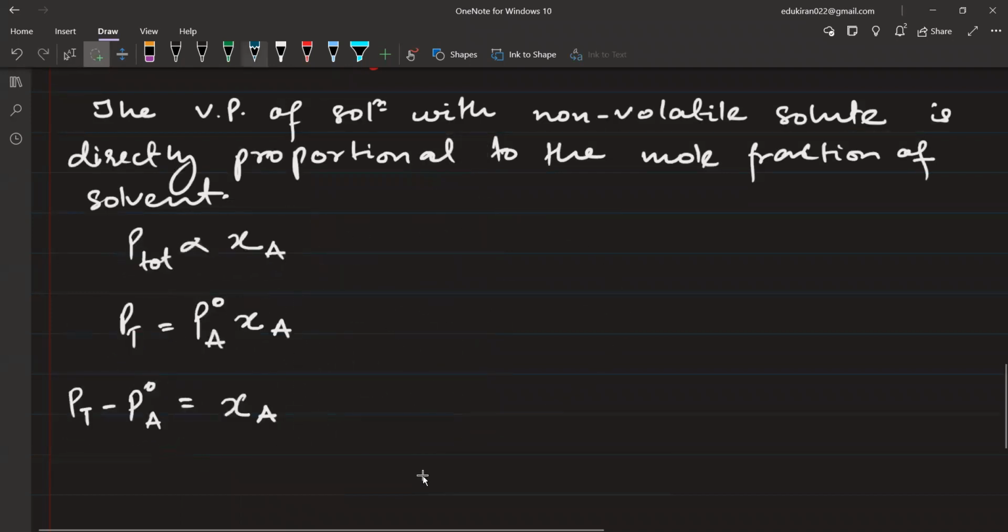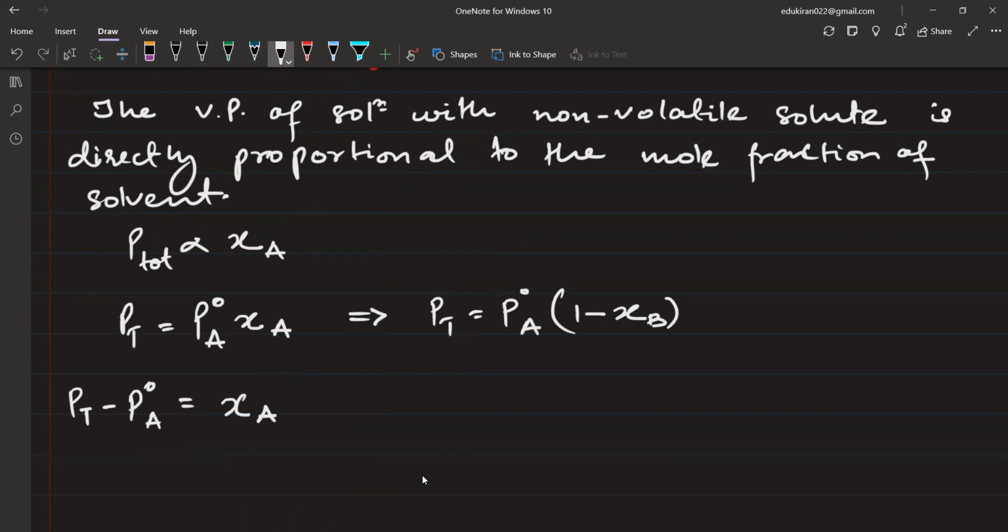That was one term. Now, let us look at this equation, and we are going to write this in terms of chi B. So, I can write P total is equal to P naught A into 1 minus chi B, because chi A plus chi B is equal to 1, the sum of the mole fractions is equal to 1. This will be equal to P naught A minus P naught A chi B. Now I am going to move this P naught A to the LHS, and I will get Pt minus P naught A.